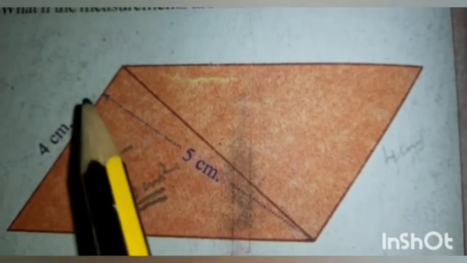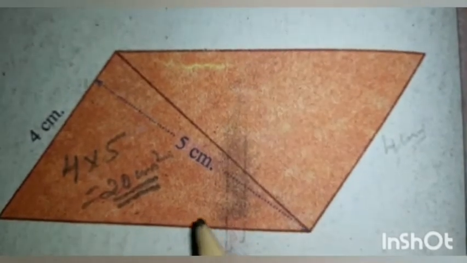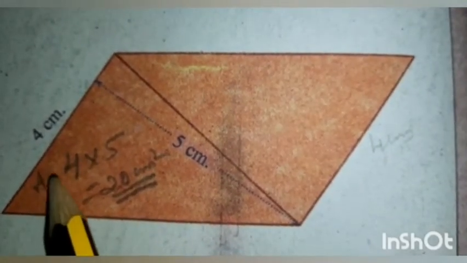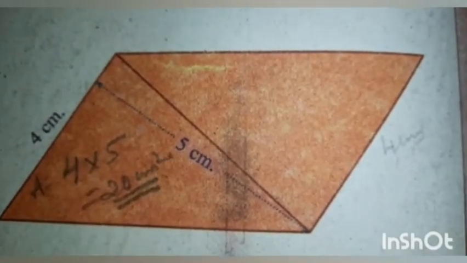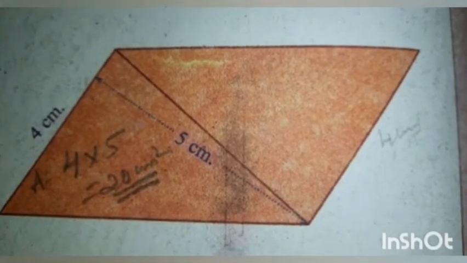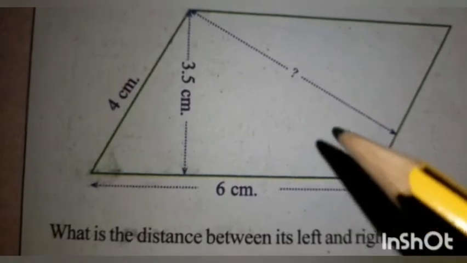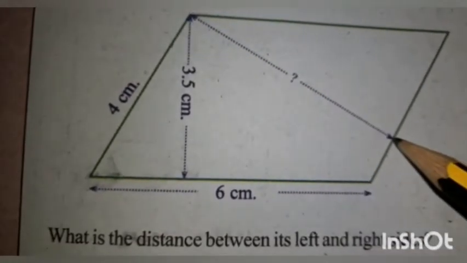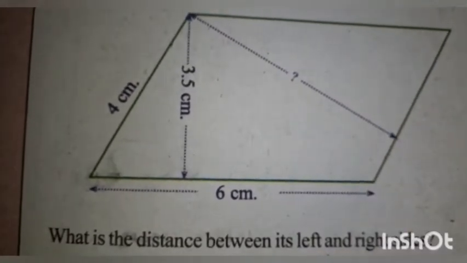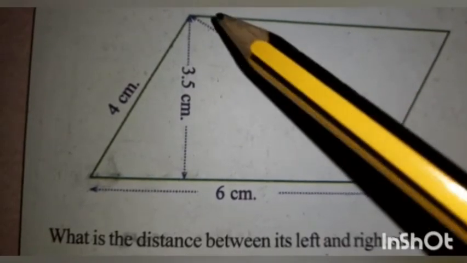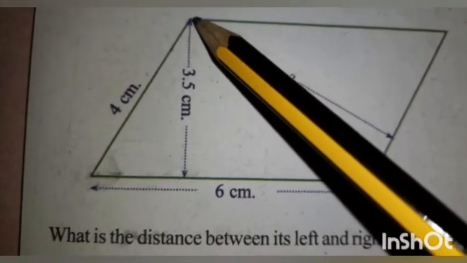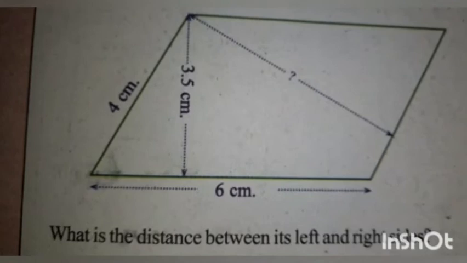If the length of the side and the distance between the opposite vertices are given, you can find out the area by multiplying these two, the side and the distance between the opposite vertex. See this question. You have to find out the distance between the left and right side. How will you find out? This is the distance between the opposite vertex.